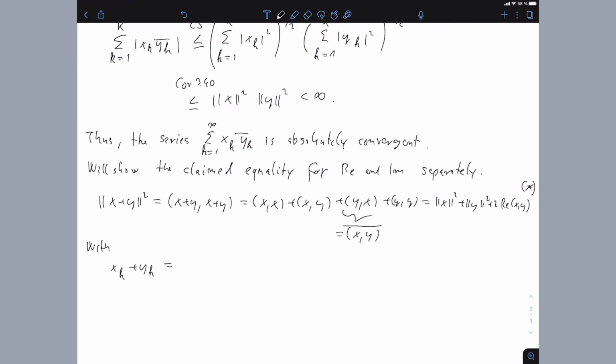Now let's just note that the Fourier coefficients are linear. In the following sense, if I add the Fourier coefficient for x and y, both for index k, I have these two scalar products, but there I can use the linearity of the scalar product, and this then is k's Fourier coefficient of x plus y.